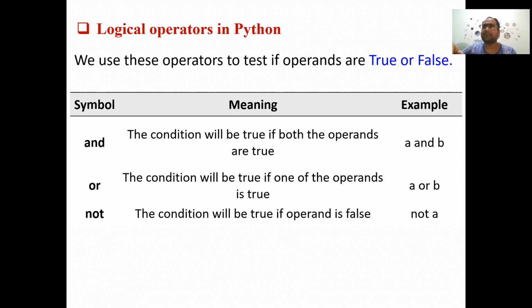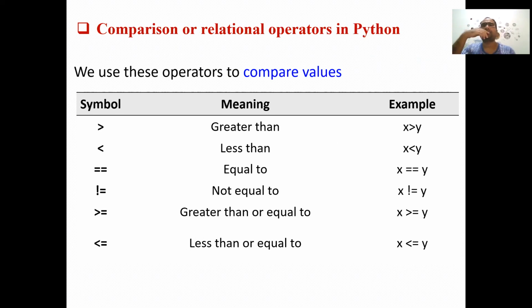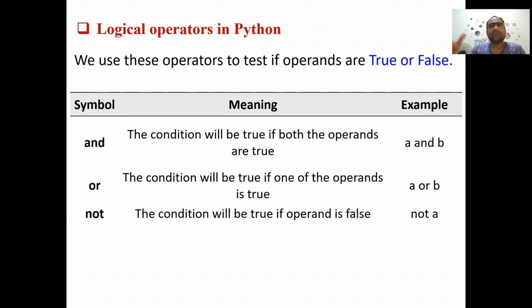Then we have the logical operators in Python. In logical operators, we use it to test if operands are true or false. Like even the comparison or relational operators, you will get the output in Boolean results. Do you know the Boolean logic? Boolean is just true and false. So it will give you true or false. So we'll have a lot of practice in Python. So don't worry, I will show you in details.